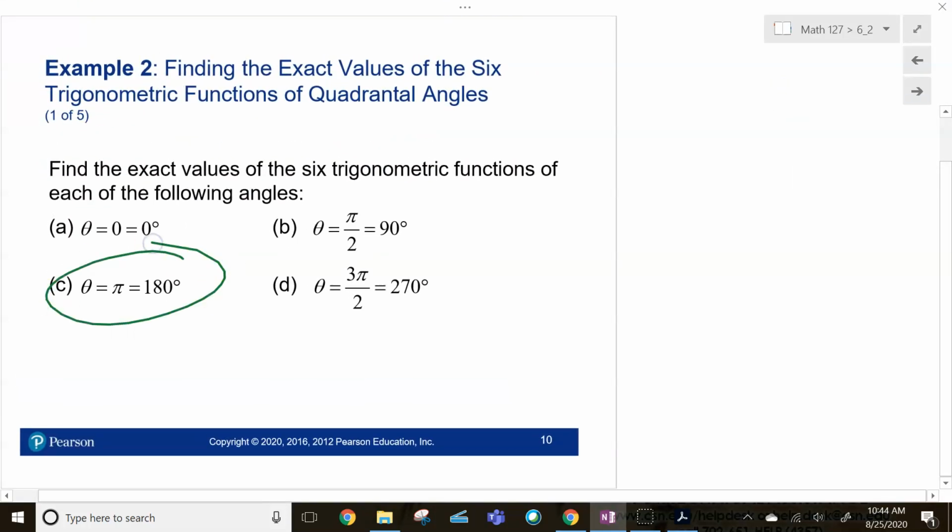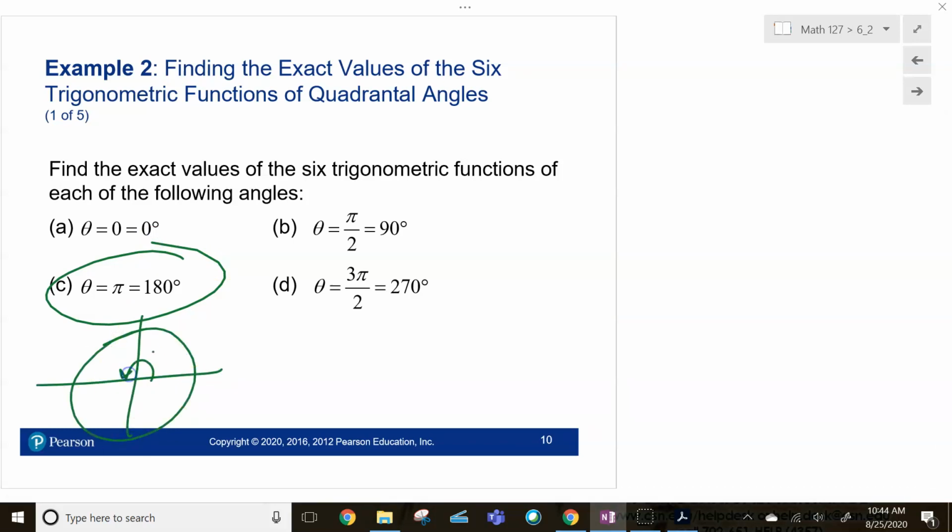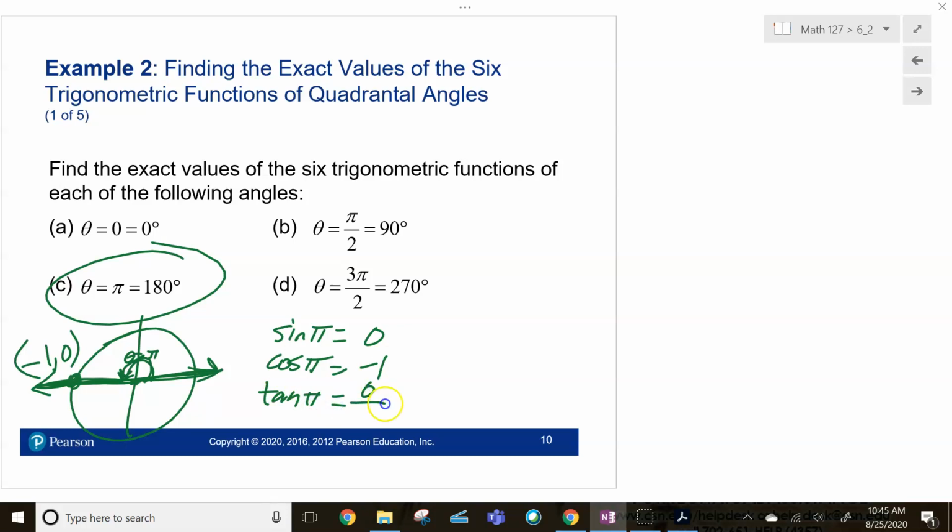Alright, let's do 180 degrees. So now I'm like, alright, I have to rotate pi amount. So my theta is pi. I start here, I rotate around, and my terminal side is right here. So that's the point -1, 0. That's what I'm looking at, -1, 0. Sine of pi, the y value, is 0. Cosine of pi, the x value. Tangent of pi, sine over cosine.